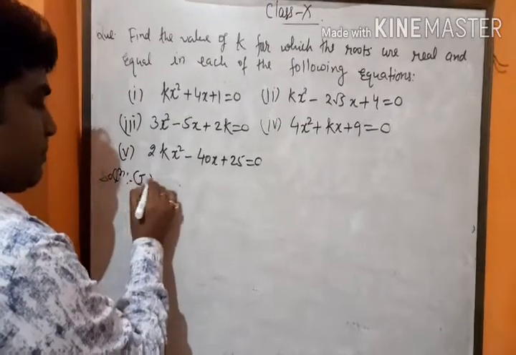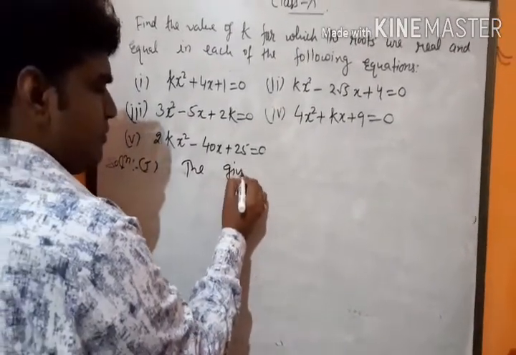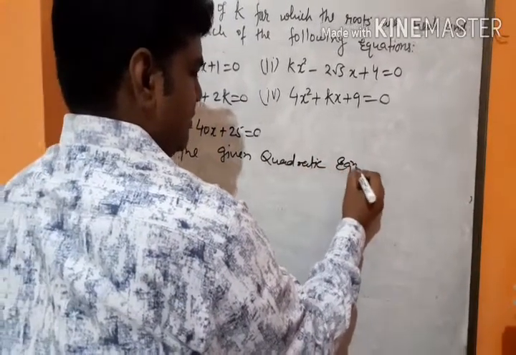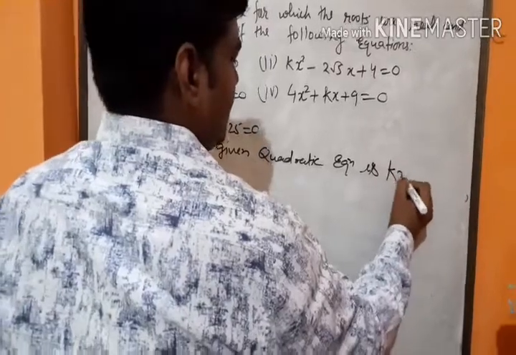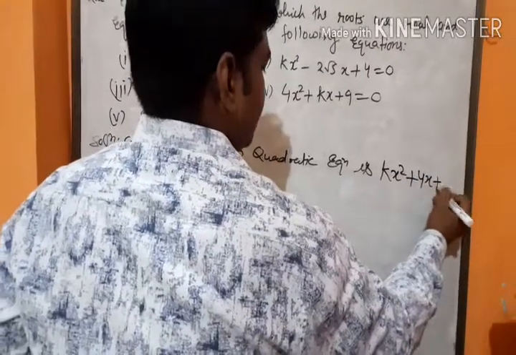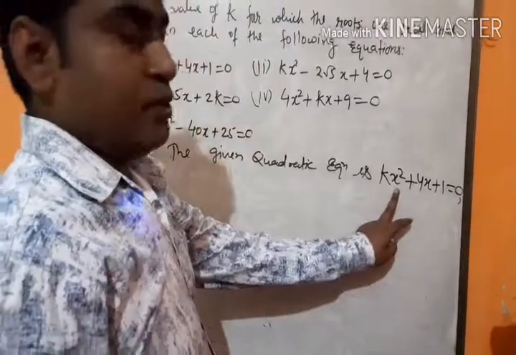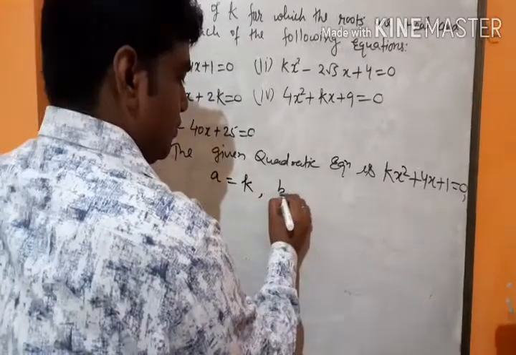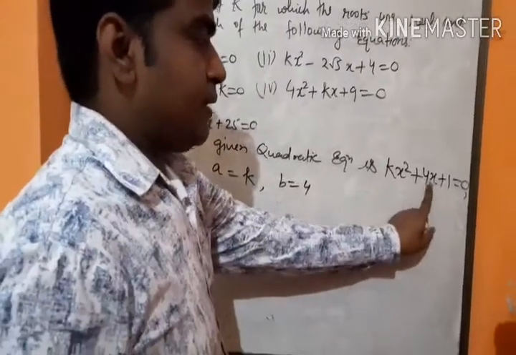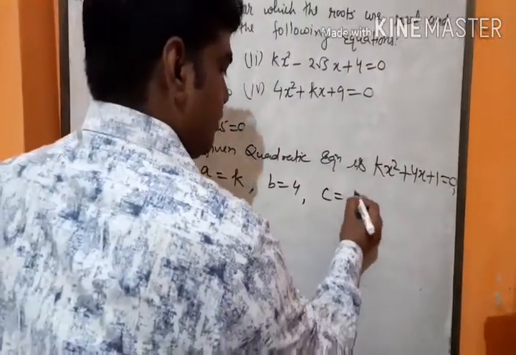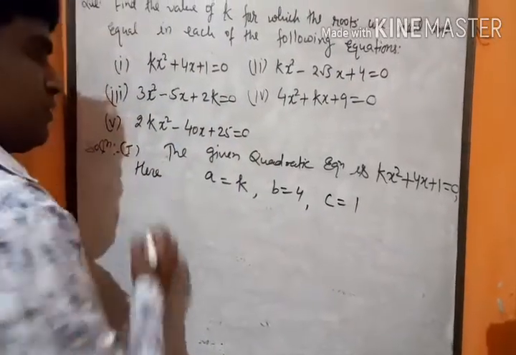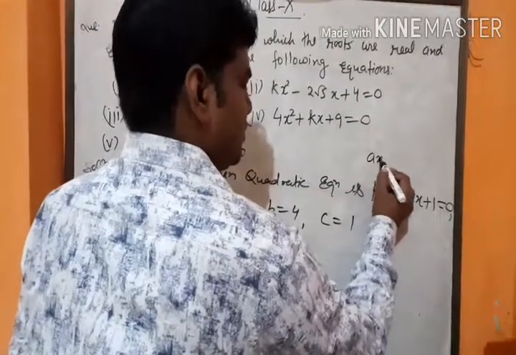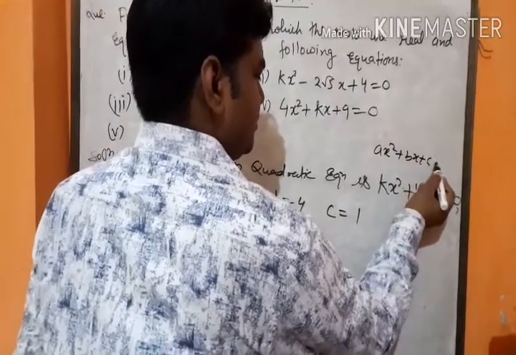Now first solution, the given quadratic equation is kx square plus 4x plus 1 equal to 0. Here the coefficient of x square is k, so a is equal to k, b equal to 4 because the coefficient of x is 4, and the constant term c is equal to 1. As you know, the given quadratic equation is compared with the standard form, which is ax square plus bx plus c equal to 0.